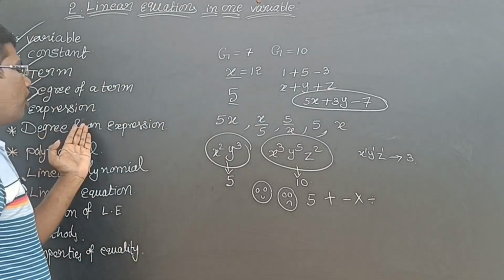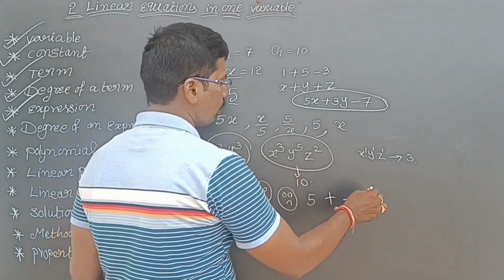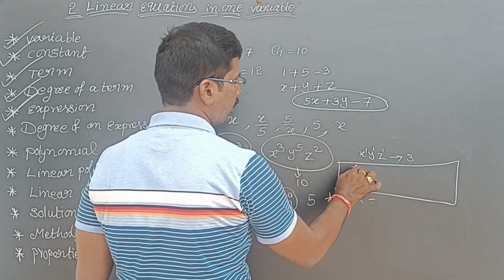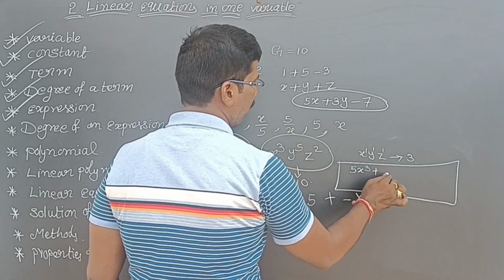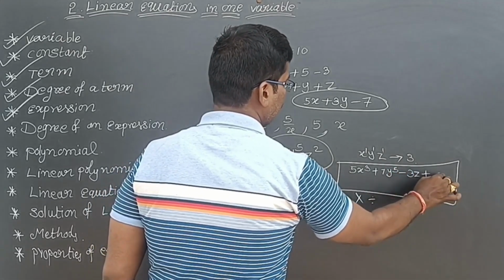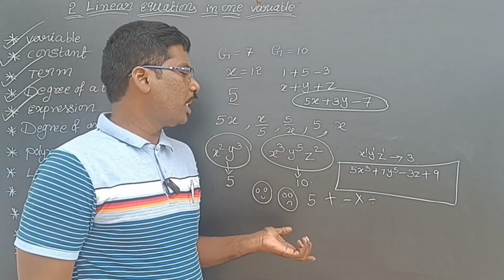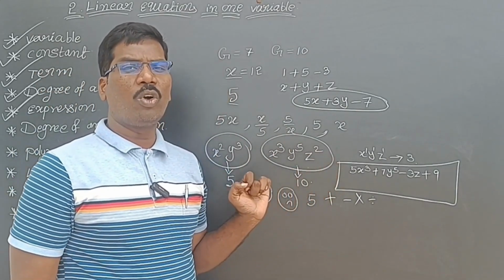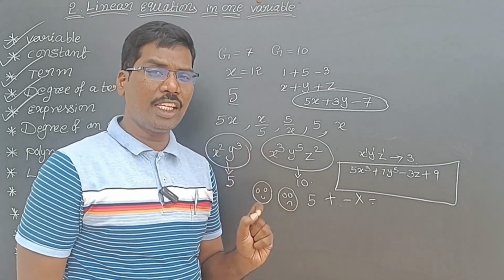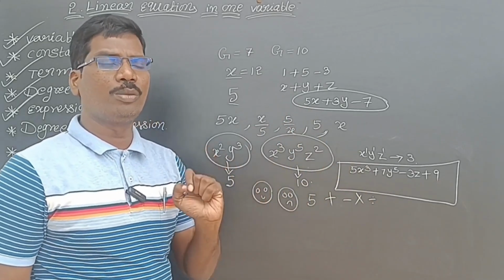Now, degree of an algebraic expression. See here, I will write one expression: 5x cube plus 7y to the power of 5 minus 3z plus 9. So this is the algebraic expression. How can we say the degree of this algebraic expression? It is the highest degree of a term which is present in the algebraic expression.